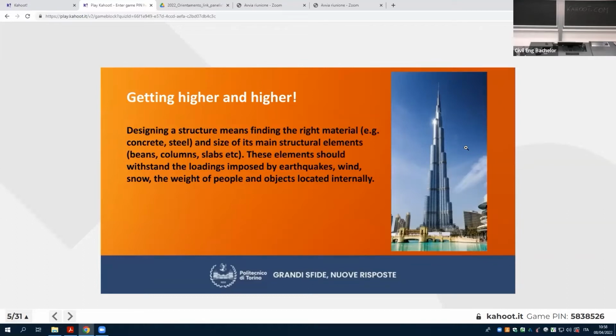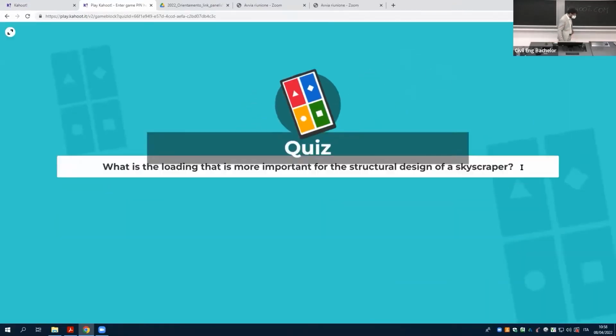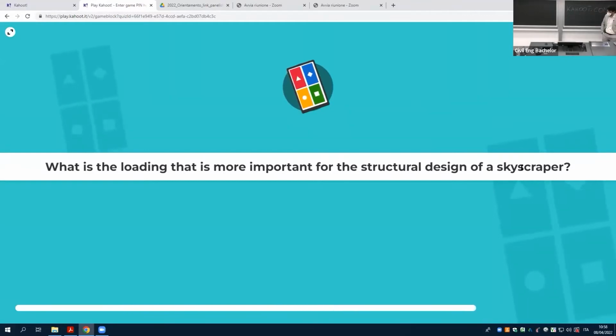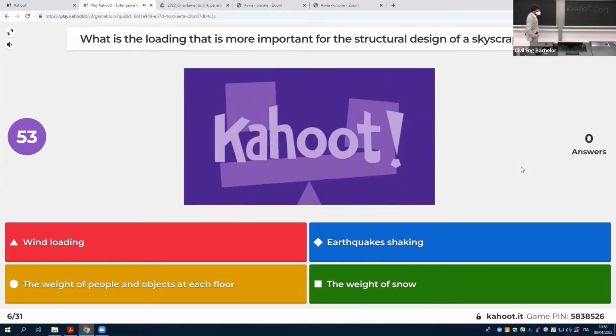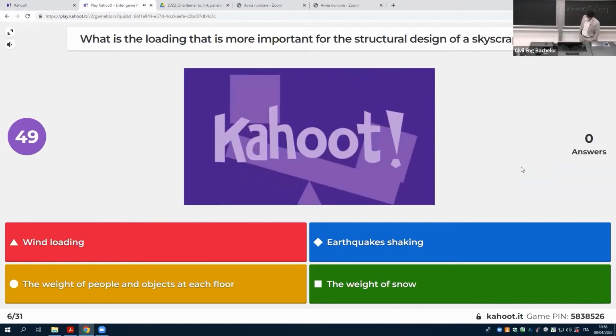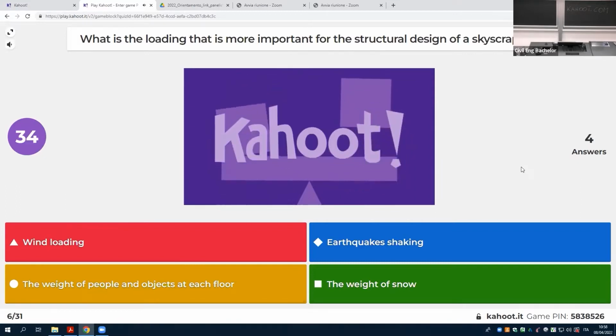And the other one is, what is the loading, the force, the big problem that drives the most the design of such tall structures? So my question for you, in your opinion, let's see if there is some talent in here. When you deal with the skyscraper, what is the loading that is more important for the structural design of it? The loading coming from the wind, the earthquakes shaking, the weight of people and objects at each floor, the weight of snow. This is a typical question that the civil engineer has to address in his career when designing such enormous structures. What is your opinion?